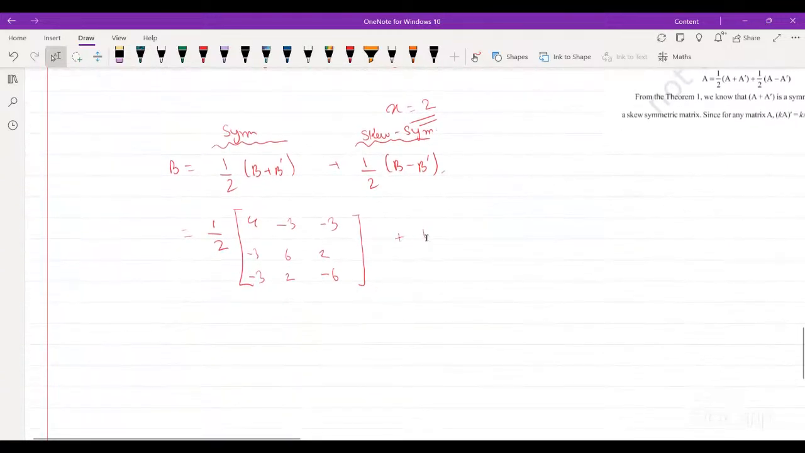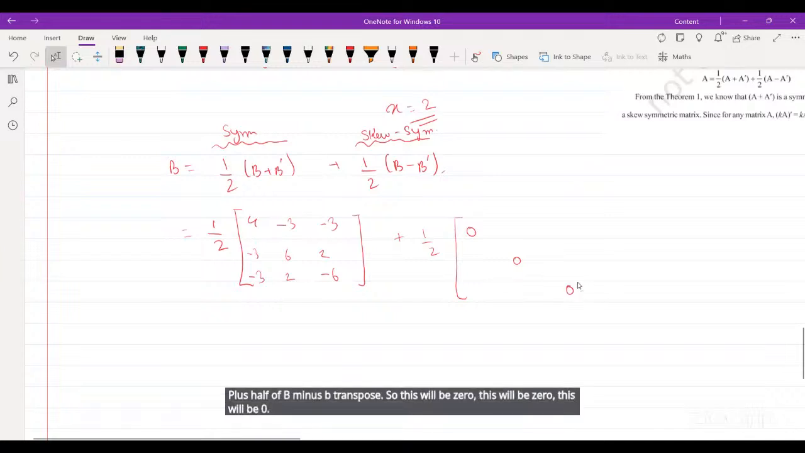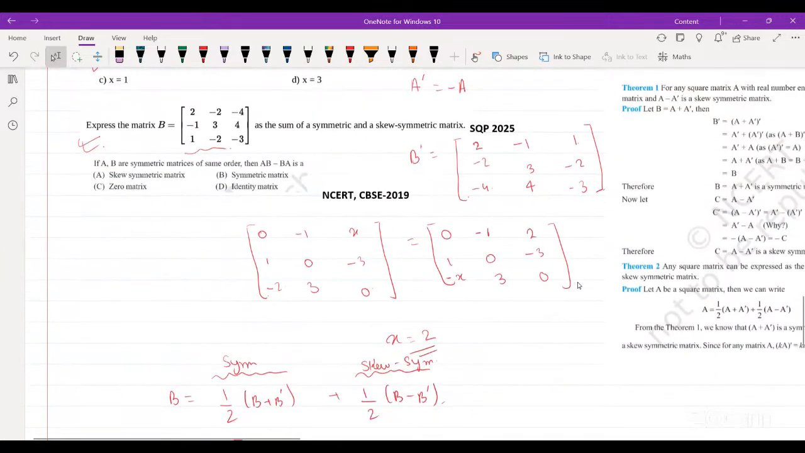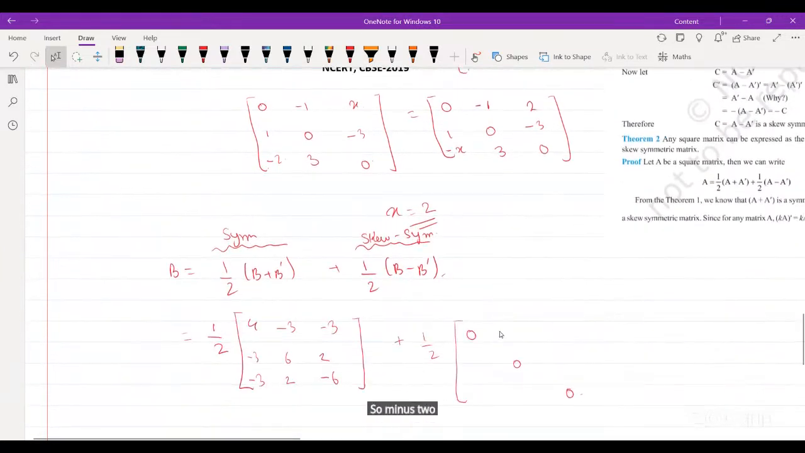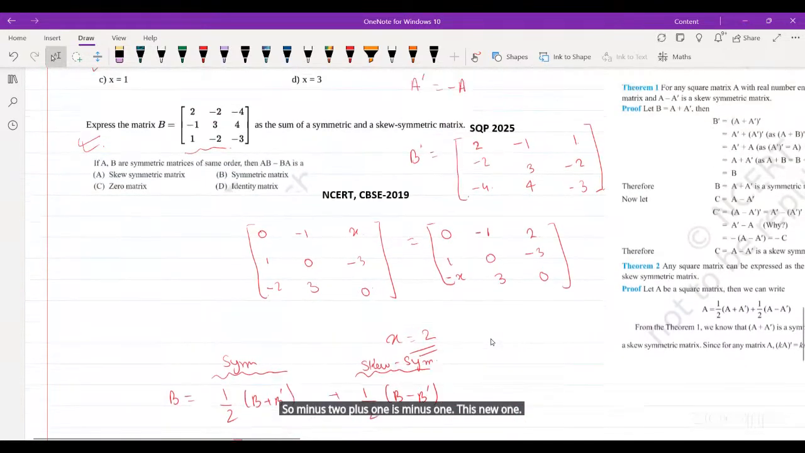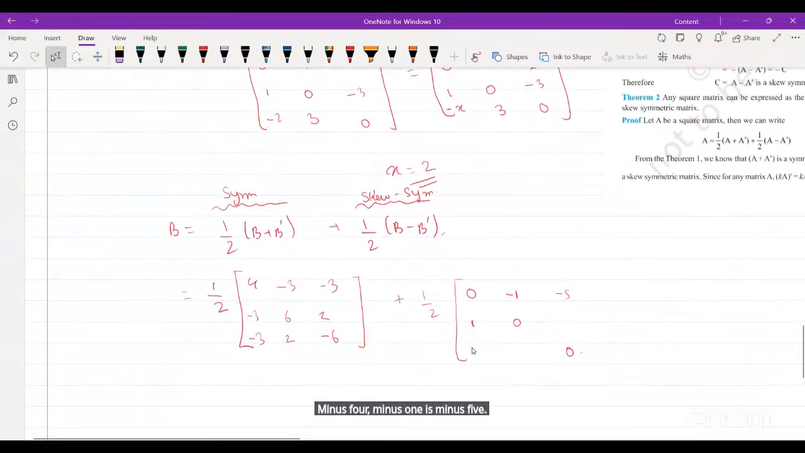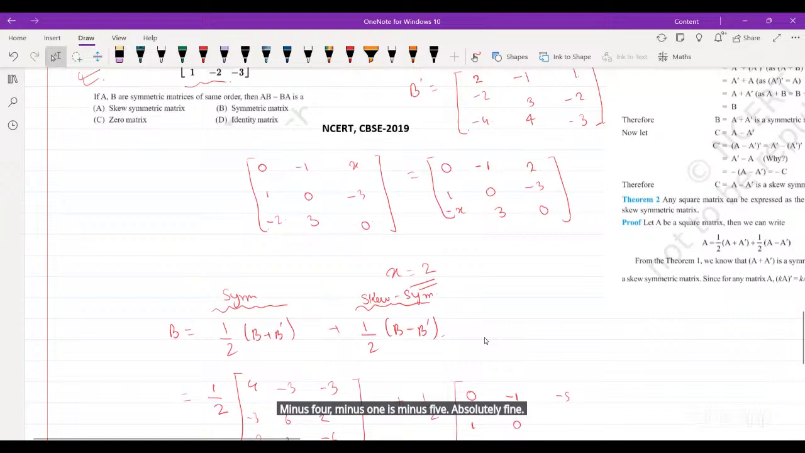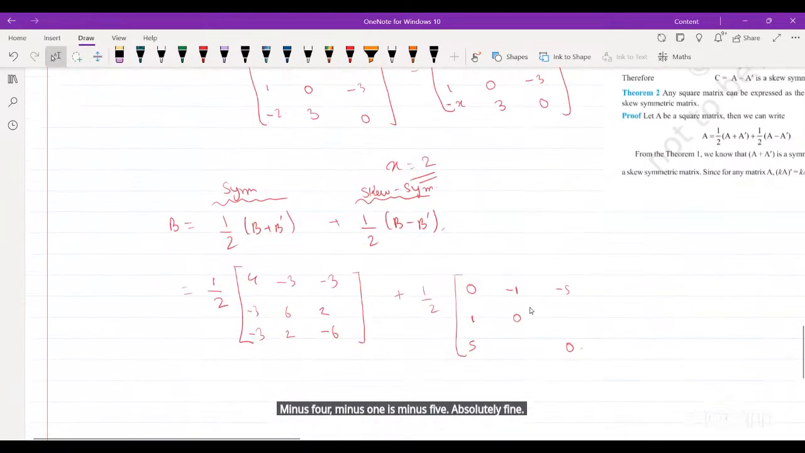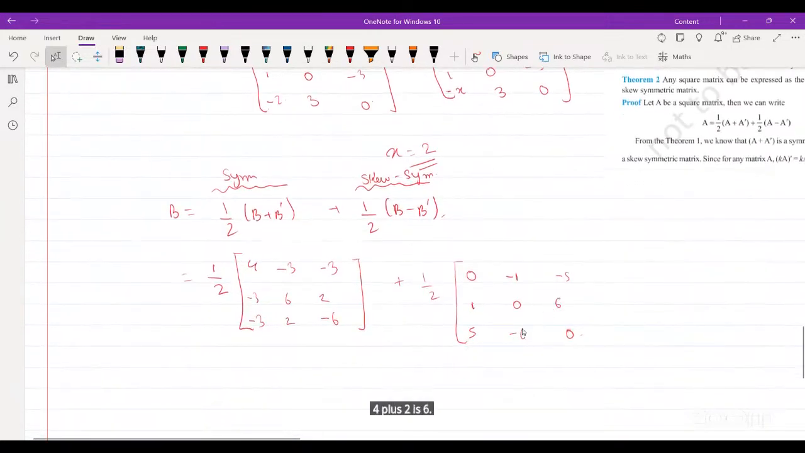Plus half of B minus B transpose. So this will be 0, this will be 0, this will be 0. So minus 2 plus 1 is minus 1. This will be 1. Minus 4 minus 1 is minus 5. This will be 5. 4 plus 2 is 6. This will be minus 6.